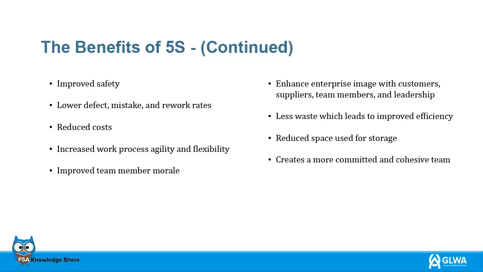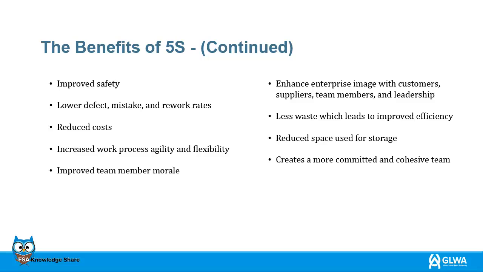Lower defect, mistake, and rework rates. A consistent documented process will lower mistakes and rework rates. Consider this. You have a team of people following the same process. The output should be the same, which offers less time fixing mistakes and redoing tasks. Reduced costs. Improving a process, standardizing steps and communicating to all team members to perform them will reduce the cost of rework and lost time doing things incorrectly.